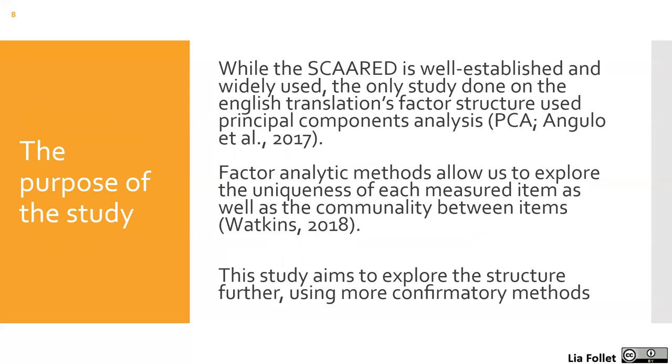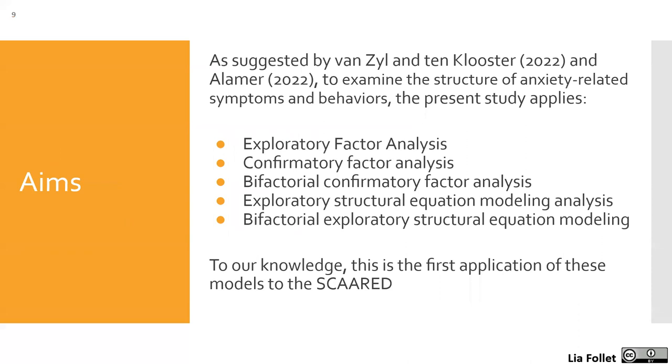So now we actually get to the factor structure part of the presentation. While the SCARED is well established and widely used, the only study done on the English translation's factor structure used principal components analysis. Factor analytic methods, specifically more confirmatory factor analytic methods, allow us to explore the uniqueness of each measured item as well as the commonality between items. This study aims to explore the factor structure further using more confirmatory methods. So, as suggested by multiple experts, we ran a few exploratory analyses followed by a series of competing models. To our knowledge, this is actually the first application of many of these models to the Adult SCARED.